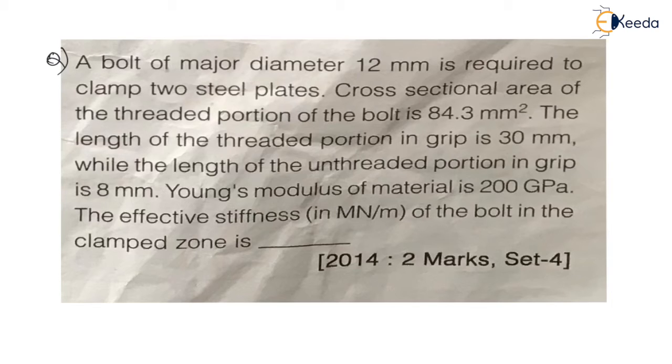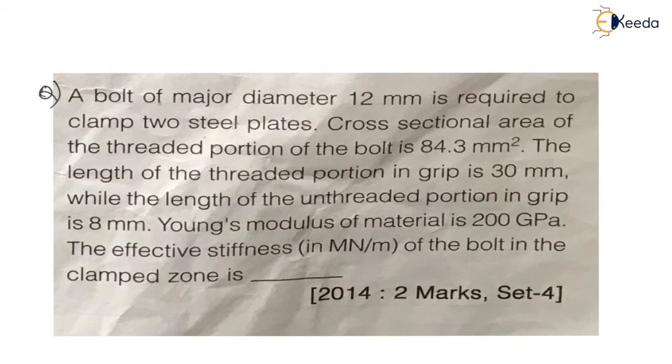Now without machine design also you can solve this question, but you need basics from SOM and TOM. Now let us understand the question. A bolt of major diameter 12 mm, means here major diameter D is equal to 12 mm is given, and it is required to clamp two steel plates. Here a nut and bolt assembly is used.